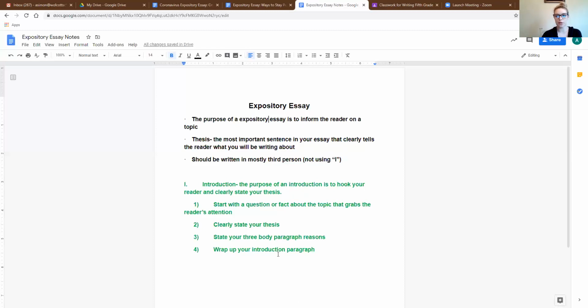So what I'm going to do is model mine today, okay? Like I said, I showed you my reasons in my organizer. So I'm going to use my organizer to help me, as you should use your organizer to help you, okay?